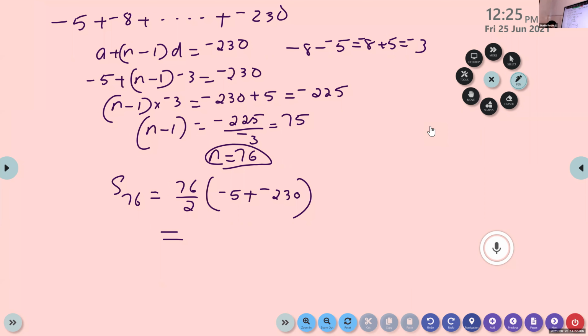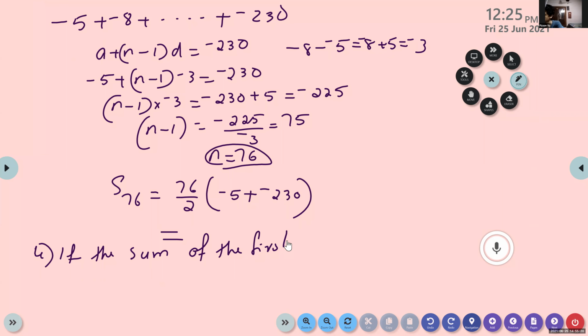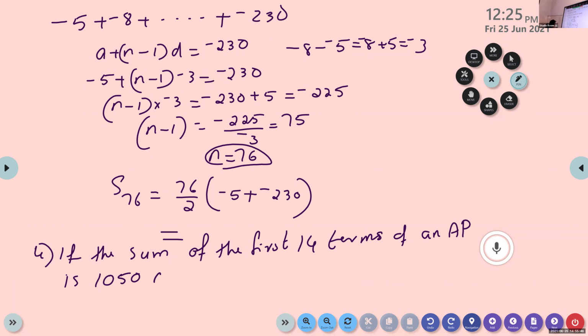Next question is: if the sum of the first 14 terms of an AP is 1050 and its first term is 10, find the 20th term.